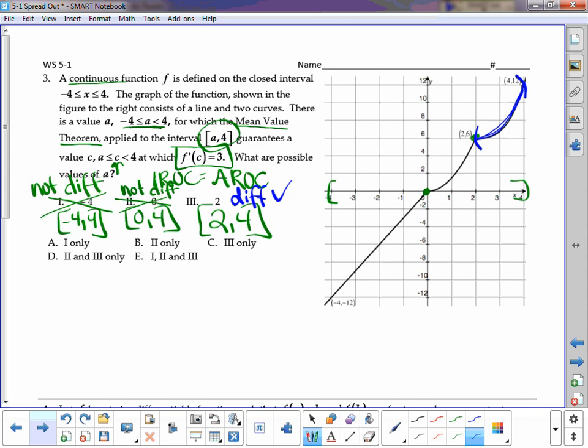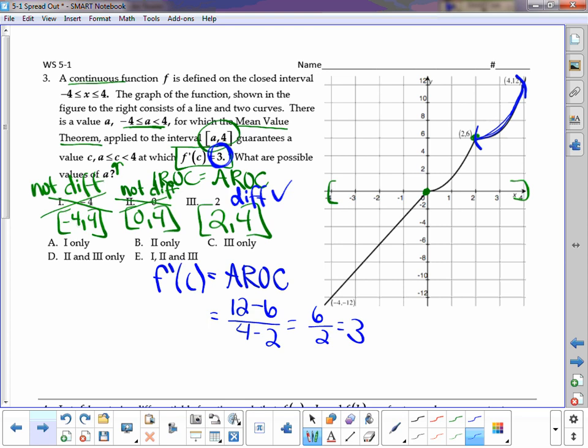So let's just double check that the mean value theorem actually applies for this situation, because they said the mean value theorem guarantees that the derivative equals 3. So my derivative must equal my average rate of change. We just need to double check that the average rate of change is indeed 3 on that interval. So we have (12 minus 6) over (4 minus 2), and that gives me 6 over 2, which is indeed 3. So we've got that taken care of, and that leaves us with our answer of 3 only.